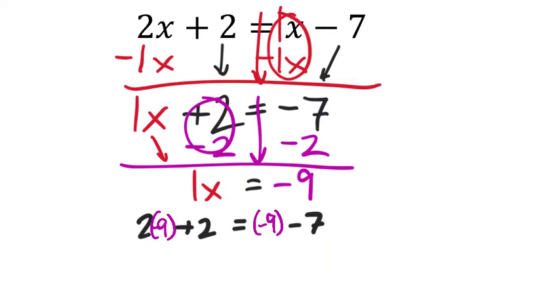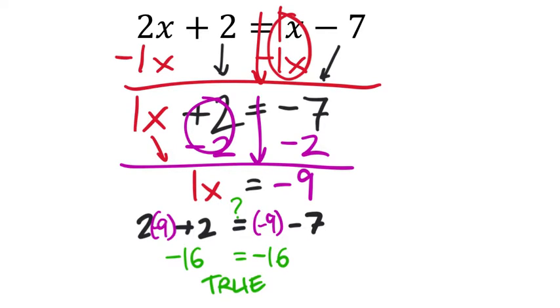Okay. So we're going to check for truthfulness. So here's my question mark above the equal sign. 2 times negative 9 is negative 18. And then plus 2 makes that negative 16. Now, if we get the same thing on the right side, it should be good. Negative 9 minus 7, that's going to be negative 16. Also, this is actually true, which we wanted it to be.